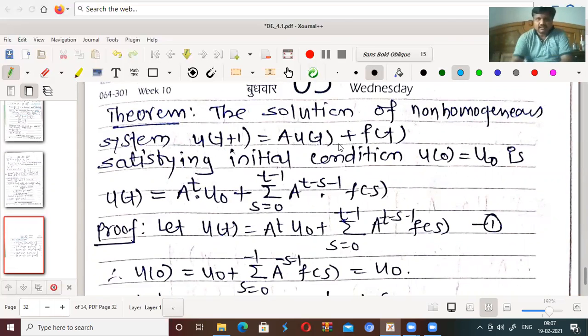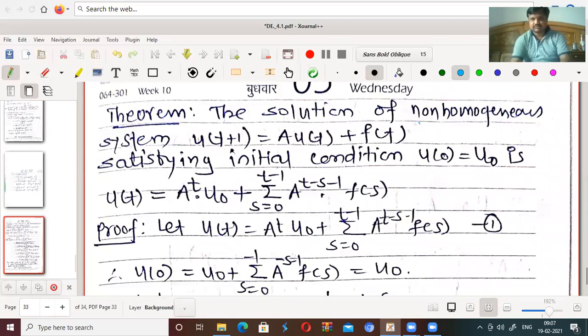Now we can solve the non-homogeneous equation also. If your system is of this type, u of t plus 1 equal to A u(t) plus f of t, with this term added here, the non-homogeneity, satisfying the initial condition u at 0 equal to u0, its solution is given by u(t) equal to A to the power t into u0 plus summation from s equal to 0 to t minus 1 of A to the power t minus s minus 1 into f of s.